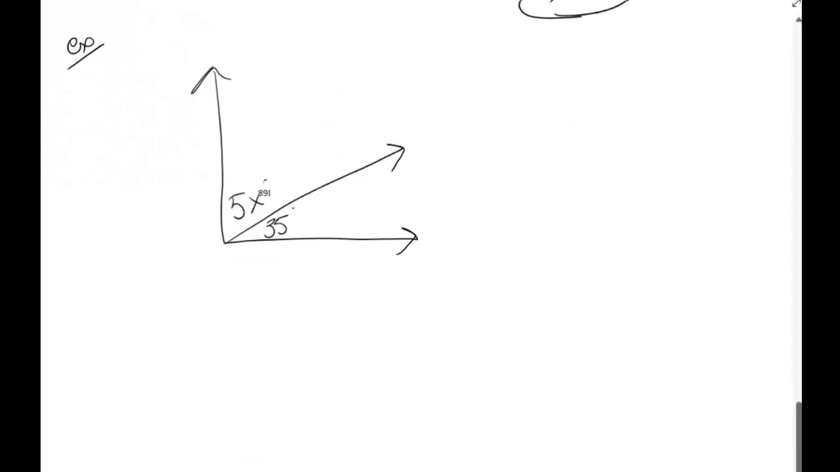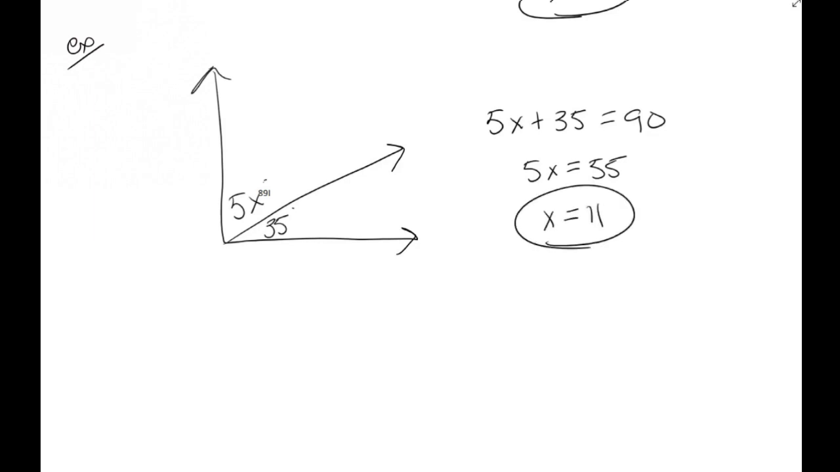Okay, let's do one other one. All right, what kind of angles do you think that these angles are? Hopefully you will say complementary angles. And complementary angles add to 90 degrees. So if I take 5x and I add 35, then I get 90. And now I have a simple two-step equation. So if I subtract 35, I'm going to get 55, and if I divide by 5, I get x equals 11.